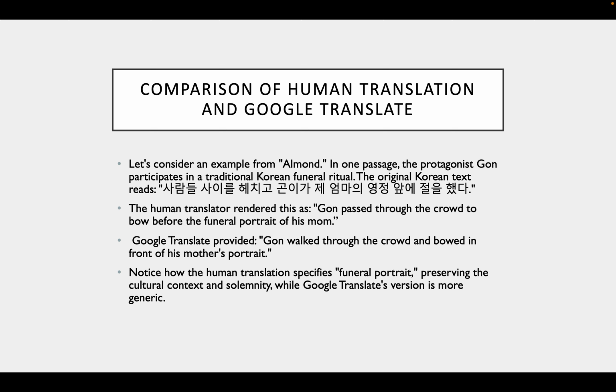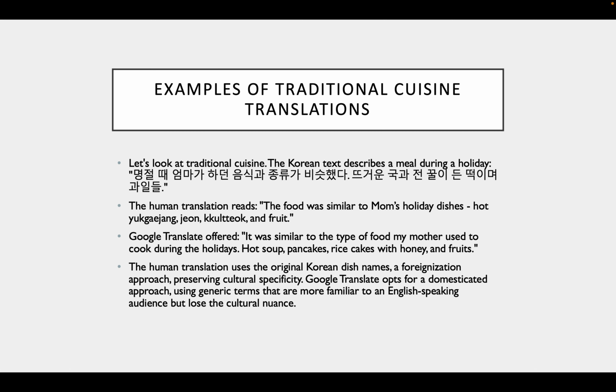Domestication can make text more accessible, but risks losing cultural authenticity. Foreignization maintains cultural integrity, but can be challenging for readers unfamiliar with the original culture. Let's look at traditional cuisine. The Korean text describes a meal during a holiday.